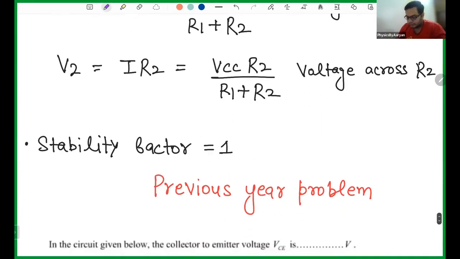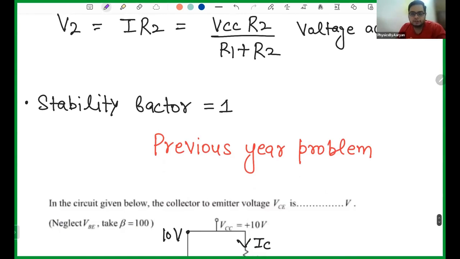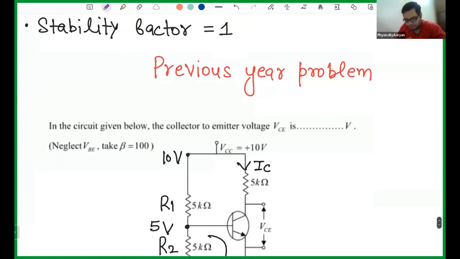If you do some mathematics, you will realize that your stability factor is 1, which is a very good stability. Your stability factor is 1, which is a very, very small stability factor, which means your stability is very high for this circuit. So whenever you have voltage divider biasing, you will see that your stability factor is 1, which is very stable.